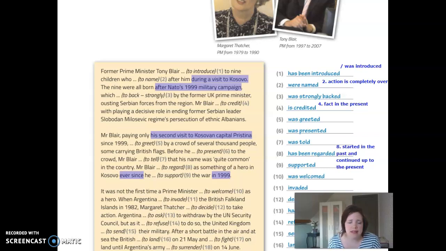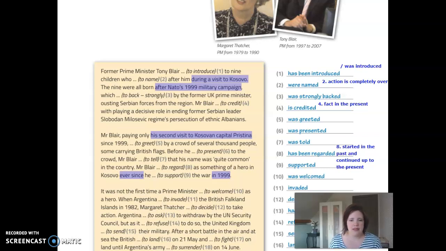Before he was presented to the crowd, Mr. Blair was told that his name was quite common in the country. Two actions taking place in the past, no link to the present, so the past simple in the passive voice. Mr. Blair has been regarded as something of a hero in Kosovo ever since he supported the war in 1999. Has been regarded because it's an action that started in the past and continued up to the present. When that is the case, you need to use the present perfect tense, but here you need to put it in the passive construction, in the passive form.